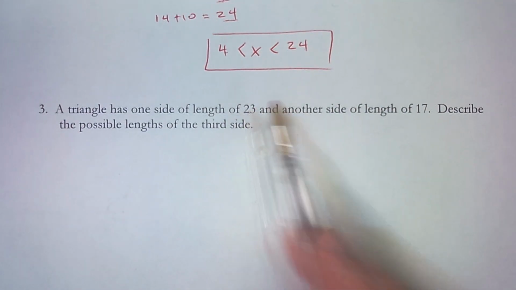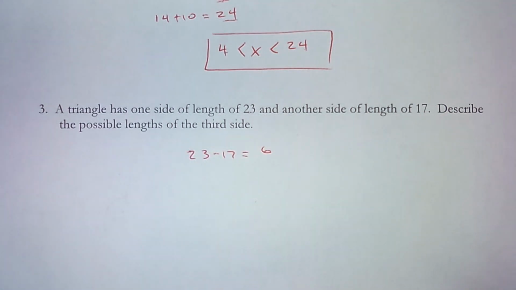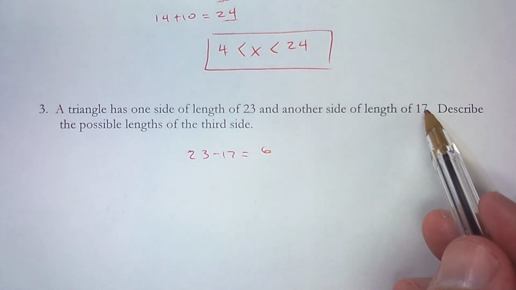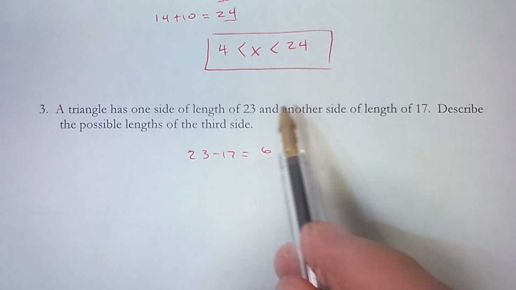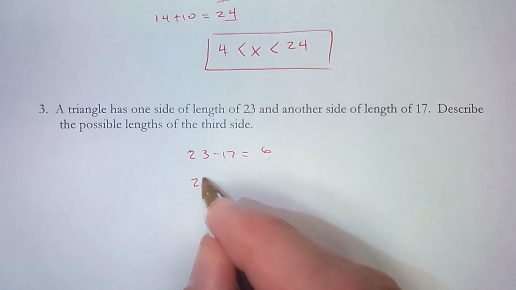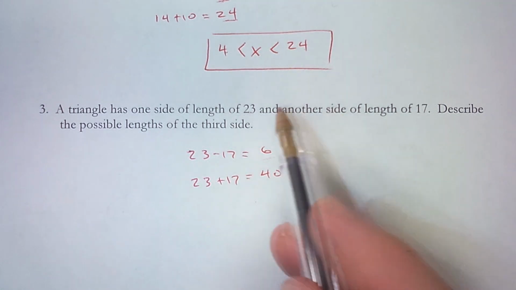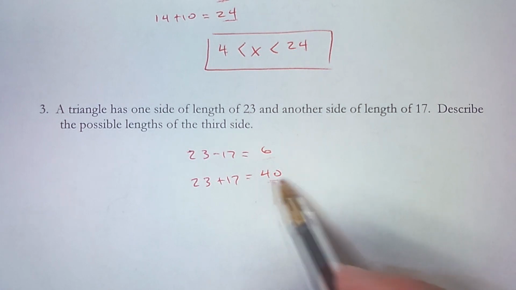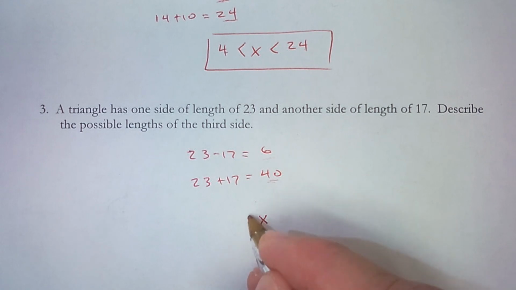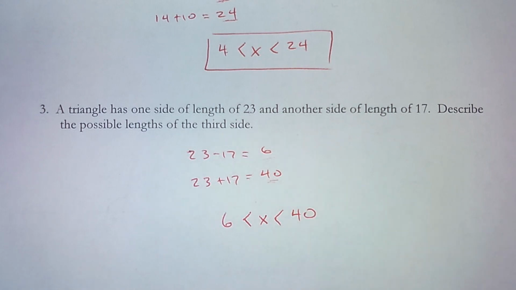So if a triangle has two side lengths of 23 and 17, if I subtract those, 23 minus 17, I get 6. Okay, 6 plus 17 equals 23. So I can't use 6, but I can use anything bigger than 6. Okay, now we'll assume that the third side is the longest side. 23 plus 17 equals 40. It's not greater than 40, so I would have to use something less than 40. So my third side has to have a length that is bigger than 6, but less than 40.